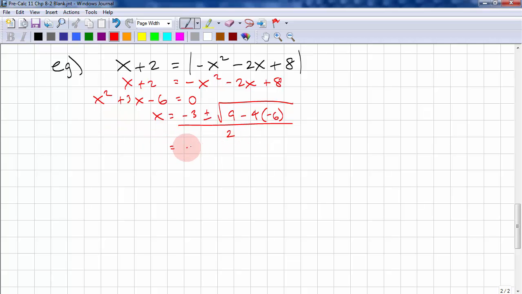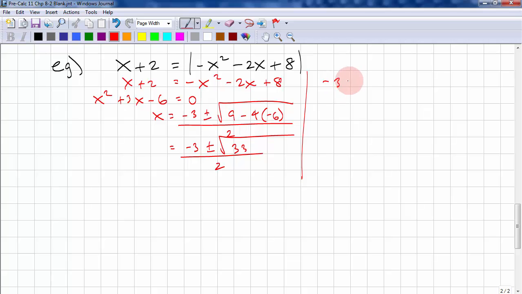So we have equals negative 3 plus or minus square root. 4 times 6 is 24. There's 2 negative signs, so that becomes positive. 24 plus 9 is 33, all over 2. And let's check our answer. Draw a line here. We'll plug this in for x.